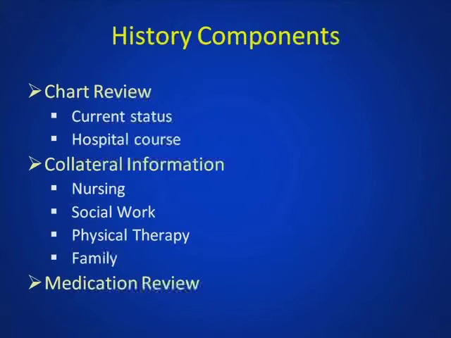Collateral information is very important, as the patient may not be able to provide you with an accurate history. Nursing, social work, physical and occupational therapy are all valuable resources in being able to put together a careful history. Family may or may not be available, and if they are available, certainly they most likely know the patient better than any of the other collateral informants.